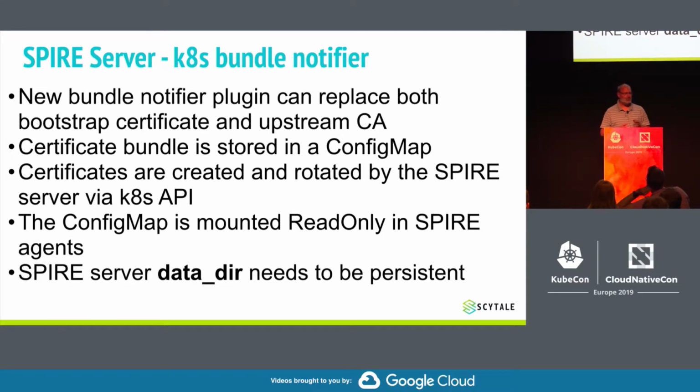With the bundle notifier, you can kind of replace both of those just with the notifier. And what happens is that the bundle is now stored in a config map, and that's completely managed by the Spire server via the Kubernetes API. So that actually is never even mounted into Spire server as a config map. Spire server just modifies it directly through the Kubernetes API. They're versioned using Kubernetes object versioning, so we can make sure that it doesn't get corrupted that way. That config map is mounted read-only into the Spire agents, and if you are using this plugin, the Spire server data dir does need to be on a persistent volume because there's some state that's really important there.